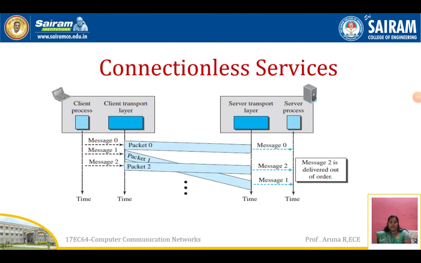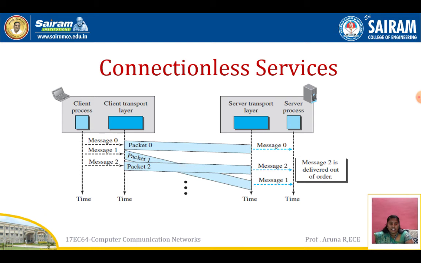Connectionless service, you can see in the diagram given here. The client process is there, and the client transport layer is there. All the information from the process comes to the transport layer. All the packets, without any sequence number or path, go directly to the destination. In this example, we have sent message 0, message 1 and message 2, and after the communication, message 2 is delivered out of order. There is no order for receiving the information in connectionless services. It can reach the destination in any order.